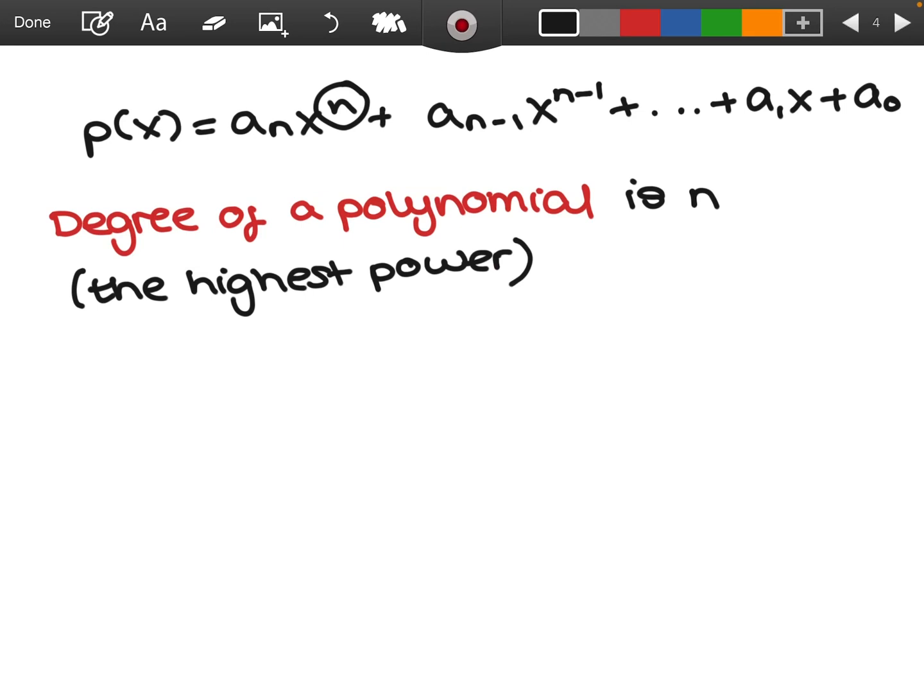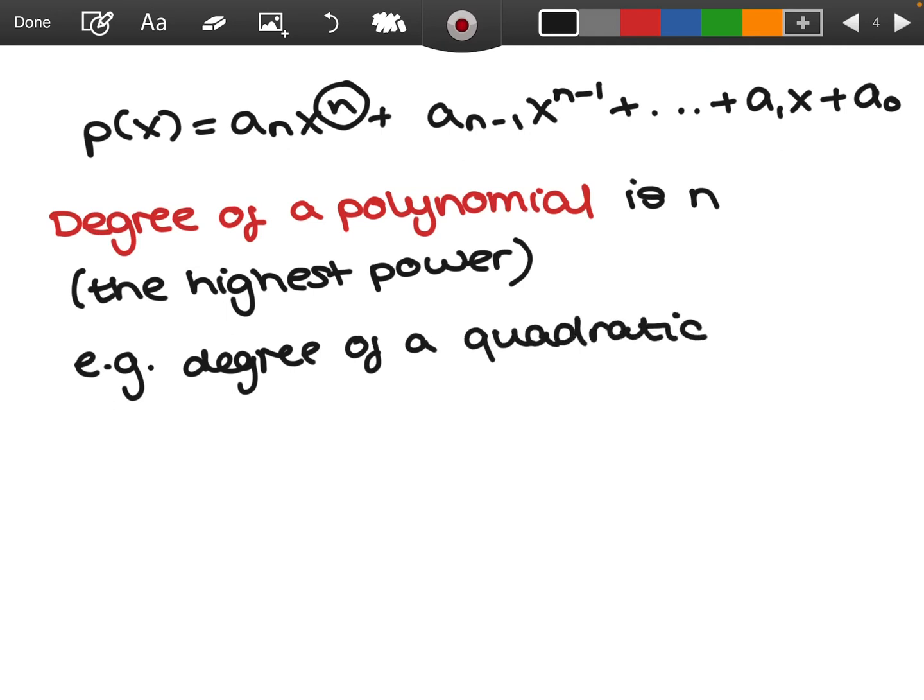So that tells me that the degree of a quadratic would be 2. The degree of a linear function would be 1. The degree of a constant function would be 0.